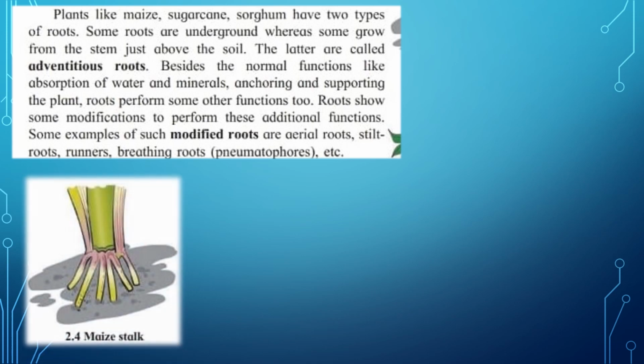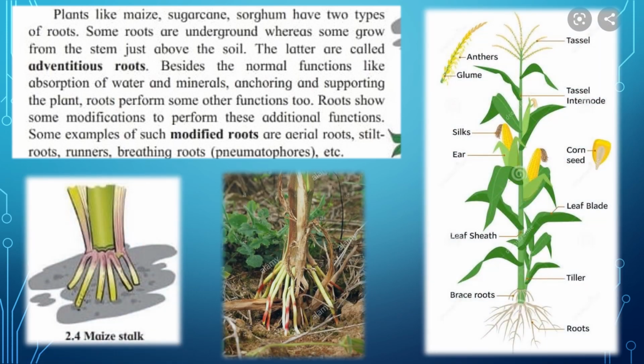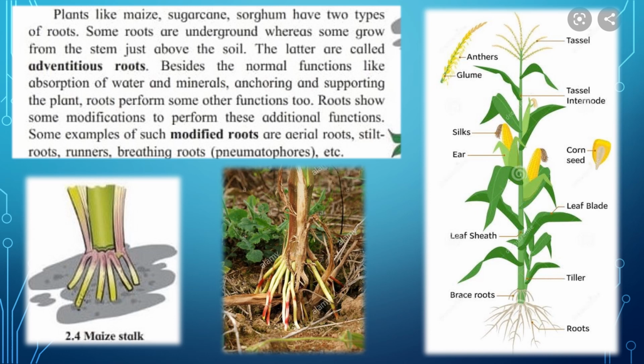Apart from these, there are adventitious roots. Plants like maize, sugarcane and sorghum have two types of roots. See, now I am drawing one line clearly. This is the underground root. These roots are underground. But besides this, we can see these brace roots. What does that mean? These roots grow on the stem, for what purpose? To anchor the plant in the soil properly.